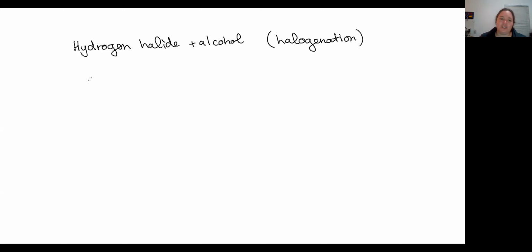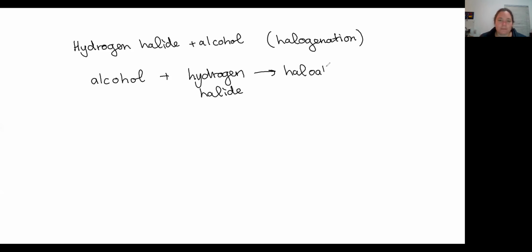Now in this kind of halogenation, I start off with an alcohol. I react it with a hydrogen halide. You need to know what all of these terms mean. I then produce a haloalkane and water. So this reaction is almost the exact opposite of what we did before. In the previous reaction, you took a haloalkane, you reacted it with water, and you got an alcohol and a hydrogen halide, which I previously called an acid, but technically it's a hydrogen halide if we're being more specific.